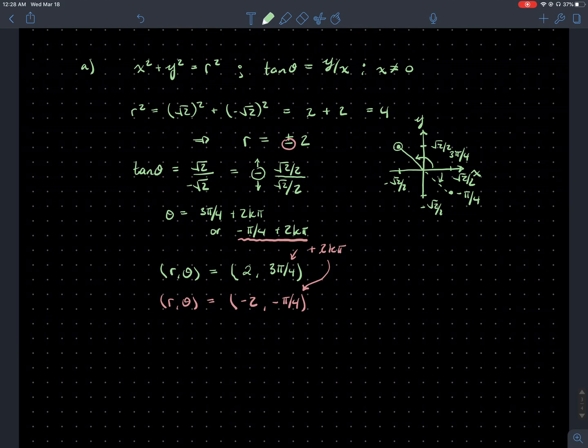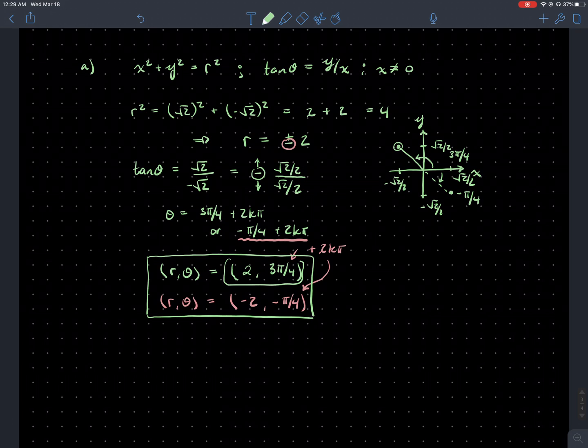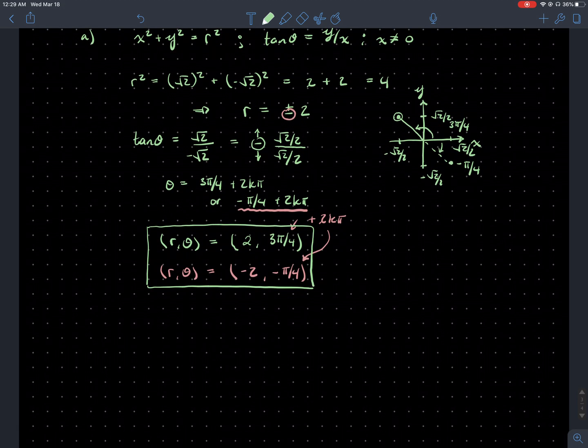And either answer is fine. It doesn't really matter which one you choose, unless the question specifies that it wants a positive radius and a positive rotation between 0 and 2 pi, then you would be basically pegged to using this answer. Otherwise, you're more than welcome to use whichever one you feel most comfortable with.